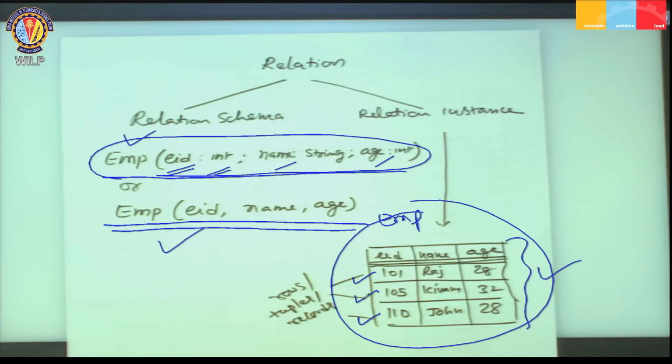How many rows are there? In this example, there are 3 rows. Each row is called a tuple, which is an ordered list of values. Each of these records contains 3 values for the 3 attributes or fields specified for the relation Employee in the relation schema. This is a relation instance, and this is called a relation schema.